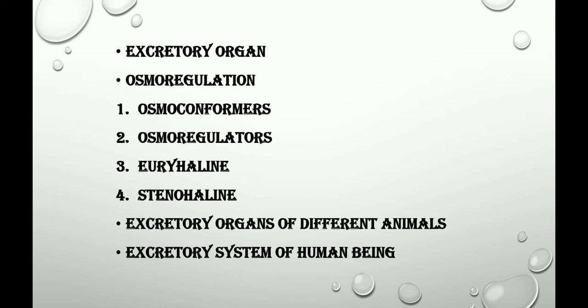Last time we studied about excretory organs and osmoregulation. In osmoregulation, we studied about osmoconformers, osmoregulators, euryhaline and stenohaline organisms. Then we studied about excretory organs present in different animals. And then we studied the details of excretory system in human beings.